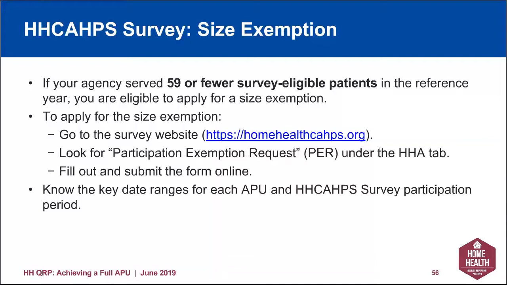To apply for the size exemption, you go to the Home Health CAHPS survey website, and it's a one-page form, and it has drop-down fields. It's pretty quick to fill out. And again, make sure that form is for the period that you are seeking the exemption for. Usually, we only have the one that's for the current period.